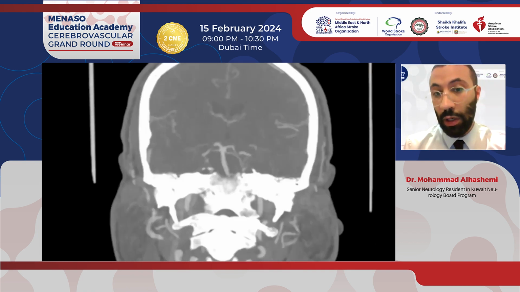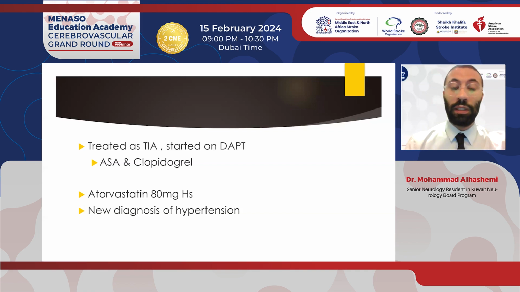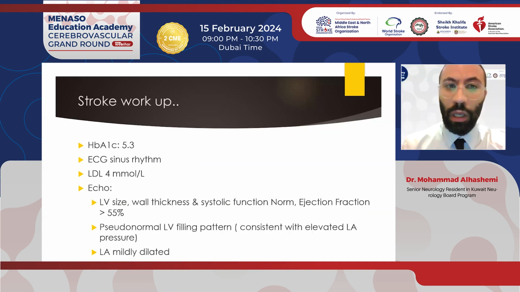The patient was admitted and treated as a TIA at that time and started on dual antiplatelets. So aspirin and clopidogrel were started, and the patient was put on atorvastatin as well, and he was diagnosed with new hypertension. Stroke workup was also being done while he was in the hospital. His ECG was sinus rhythm. His HbA1c was within acceptable range, 5.3, and his LDL was elevated.